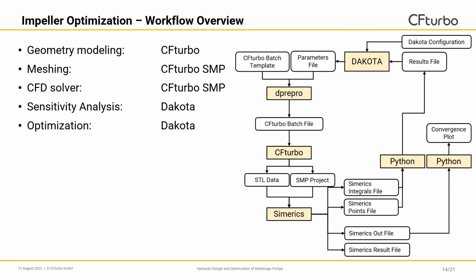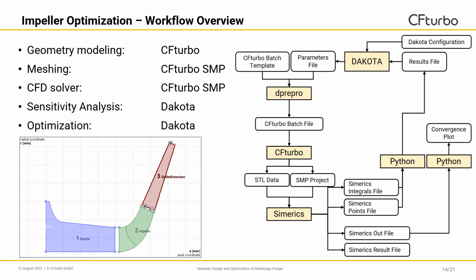On the right-hand side, you can see the workflow setup that was used to optimize the impeller design. We have used tools provided by Dakota, the capabilities of CF Turbo, and tools provided by Simerics MP. Again, we have used the reduced model. We have replaced the bowl diffuser design with an artificial outlet extension, since we are only focusing on the inlet geometry of the impeller, but we have used a real geometry to accurately model the inflow conditions for the impeller.